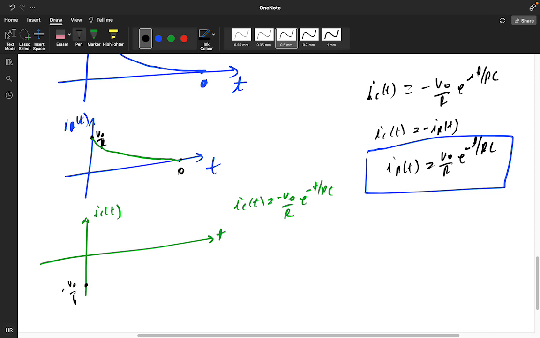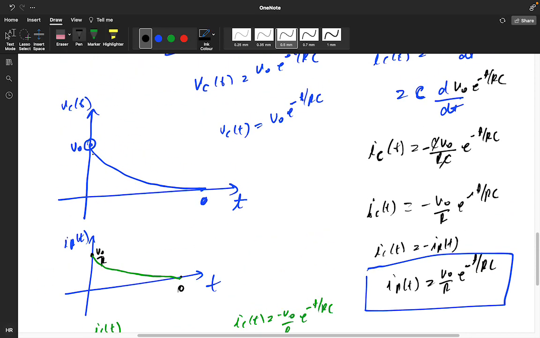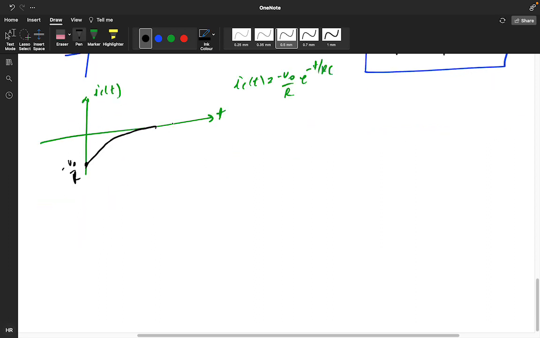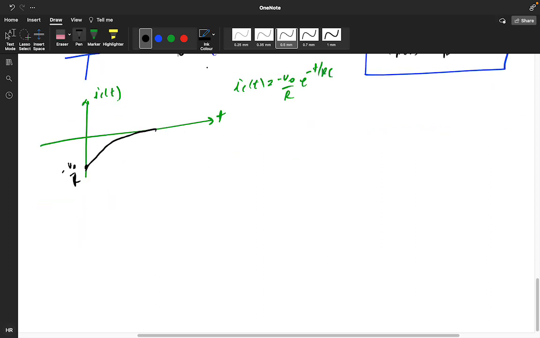Minus V naught by R. And at t equals infinity, we are getting 0. So in the case of discharging, we are drawing this curve in the second part, that means it's discharging. Okay, so write it down.